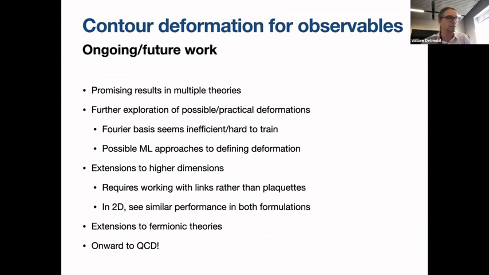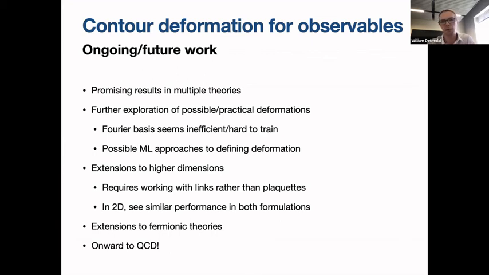So let me just conclude. We've seen promising results in this contour deformation method for trying to improve signal noise properties of correlation functions for observables. There are a lot of further explorations we can do. We can think about looking at different types of possible or practical deformations. The Fourier basis that we chose doesn't seem to be particularly efficient, either that or it's hard to train it. So we might think about other things. For example, we could also think about using machine learning to actually define the deformation.